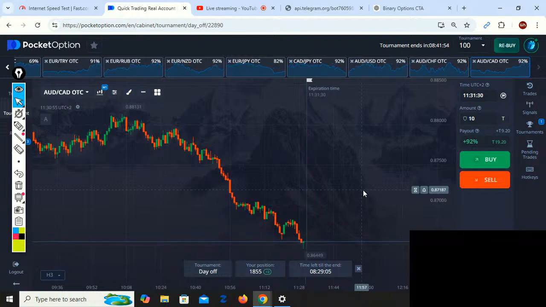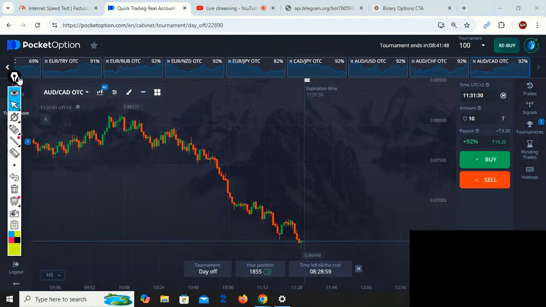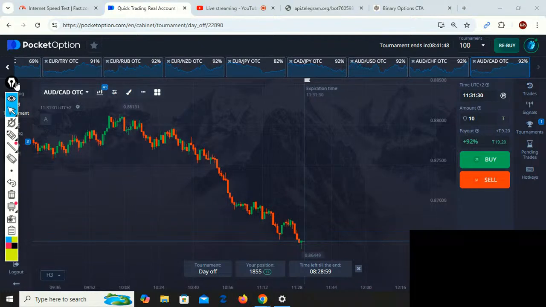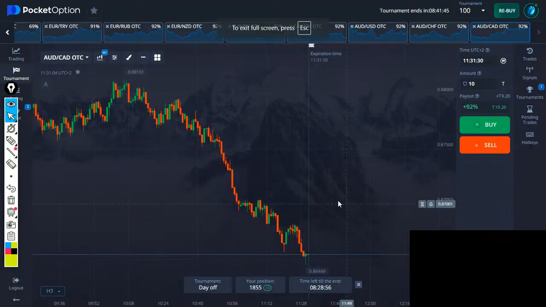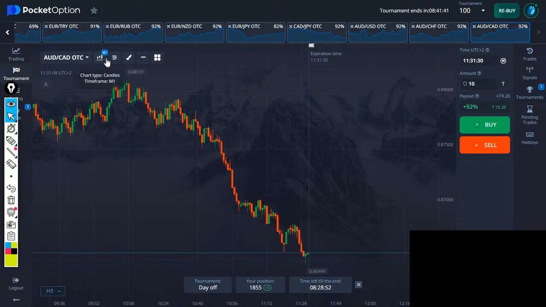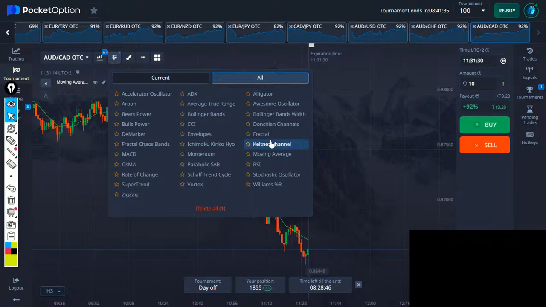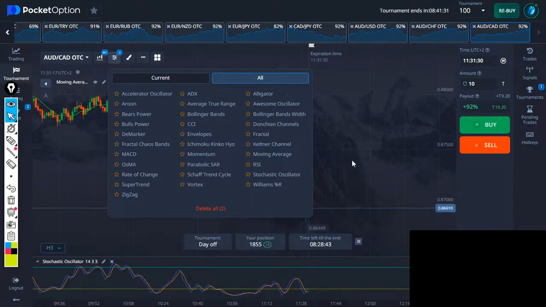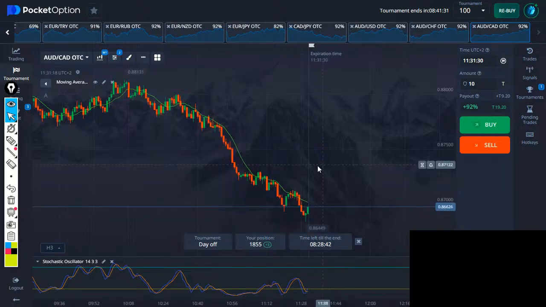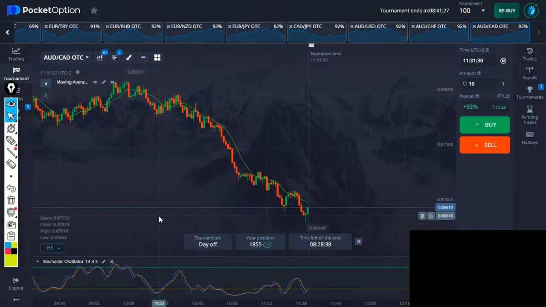So let's begin. First, let me show you where to find the indicators and to apply them to your chart. So you go to this tab over here. You click on it once. You click on moving average once and stochastic oscillator once. Okay, so you have them both overlaid on your screen.